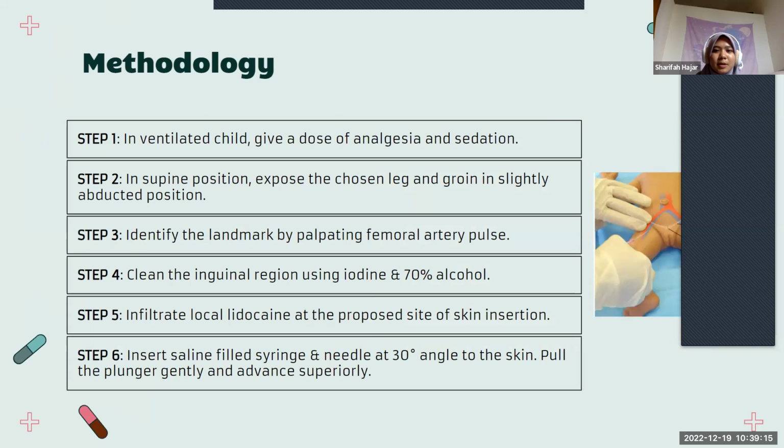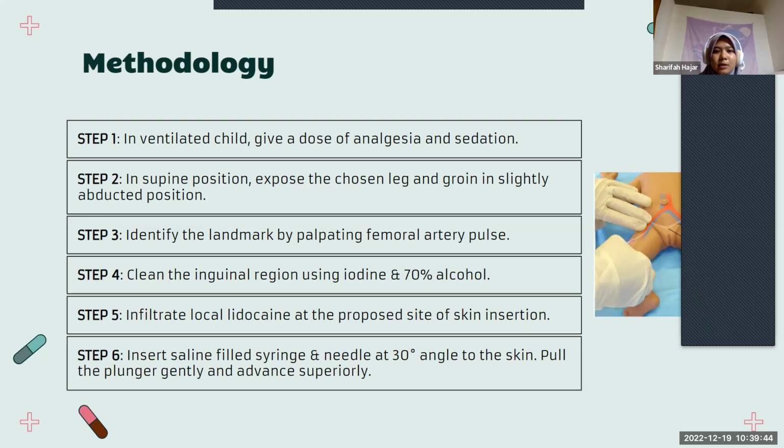Okay, this is more specific, this is in a ventilated child. For a ventilated child, we give a dose of analgesia and sedation. So it is almost the same as what I said before. In supine position, we expose the chosen leg and groin in a slightly abducted position, and then identify the landmark first by palpating the femoral artery pulse. The vein is medial to the femoral artery.